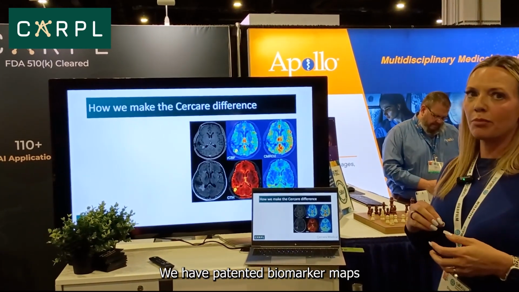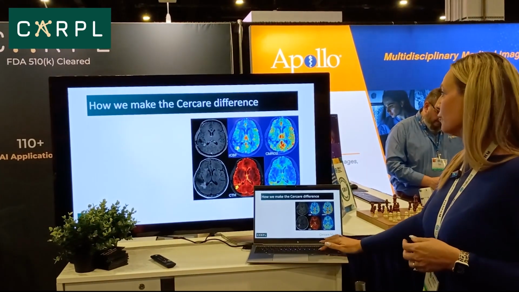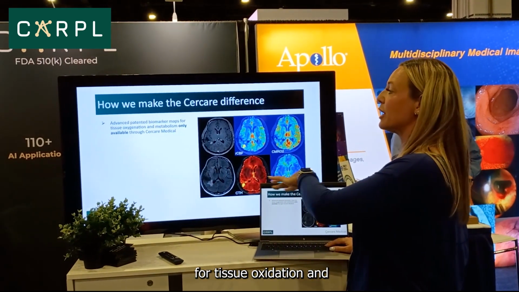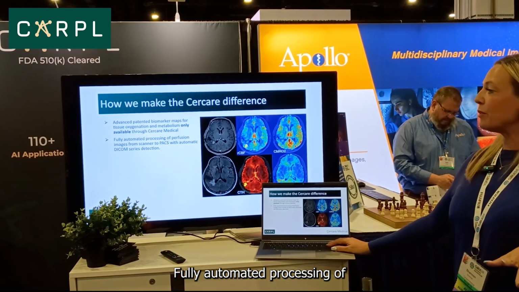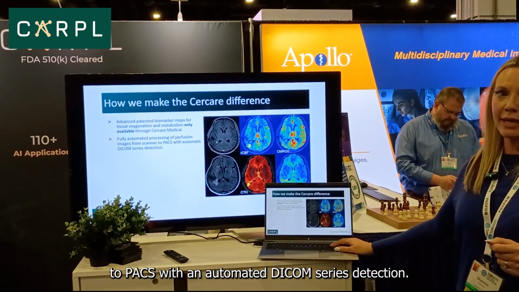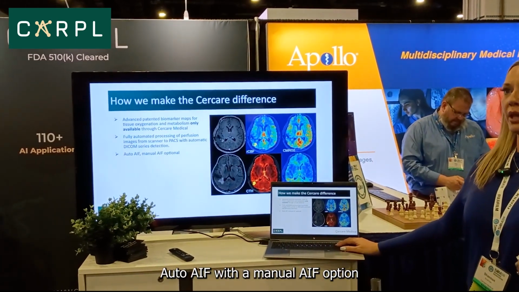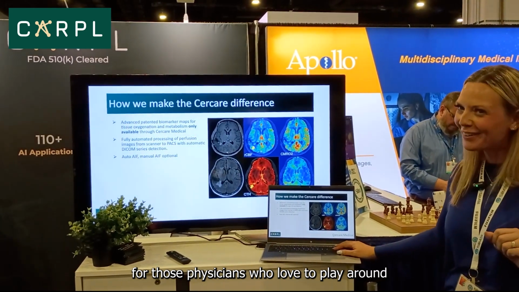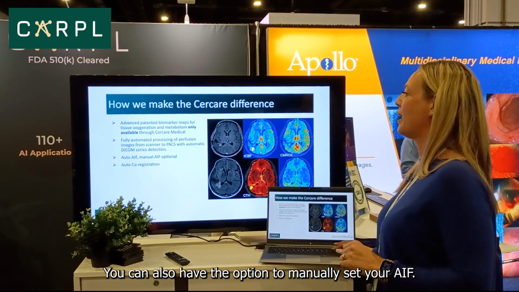We have patented biomarker maps that nobody else is able to provide. We have these advanced patented biomarker maps for tissue oxidation and metabolism that are only available through Cercare. Fully automated processing of perfusion images from scanner to PACS with an automated DICOM series detection. Auto AIF with the manual AIF option for those physicians who love to play around and do their own thing. You can also have the option to manually set your AIF.